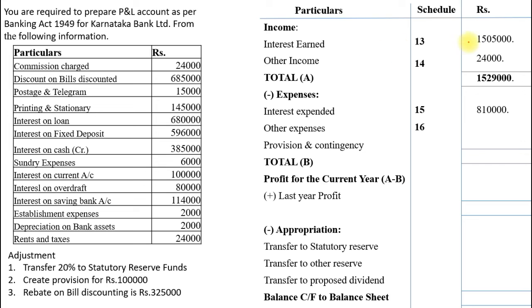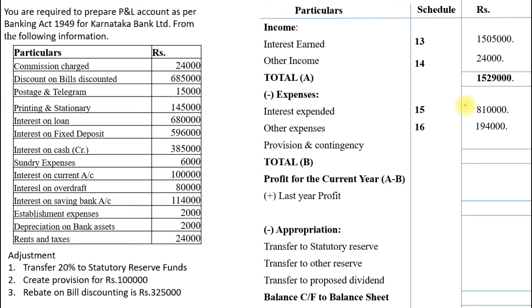So see, we already had interest earned of 15 lakh 5,000, other income 24,000, added up, we got 15 lakh 29,000. In expenses, interest expended we had 8 lakh 10,000. Just now we totaled up other expenses which came to 1 lakh 94,000. So these are the 4 schedules which are compulsorily required to be made. Very simple, this working note.